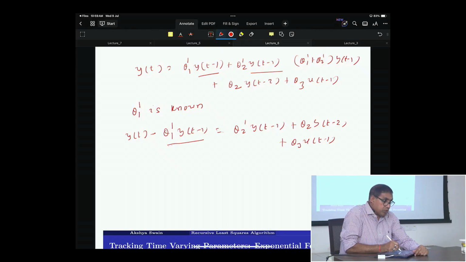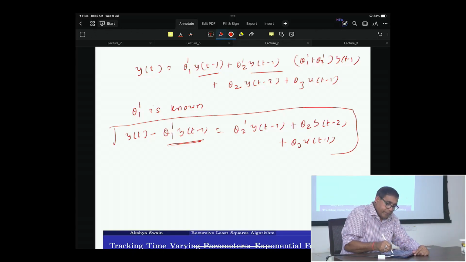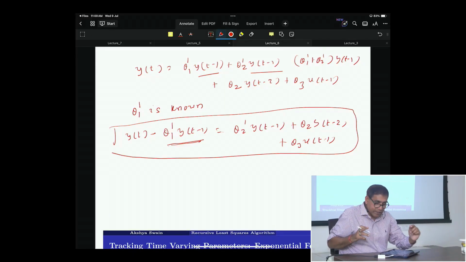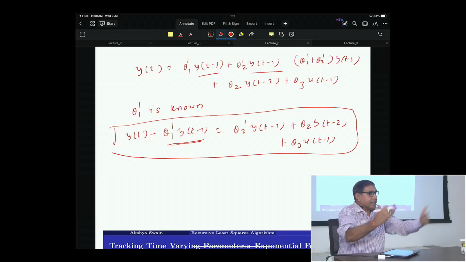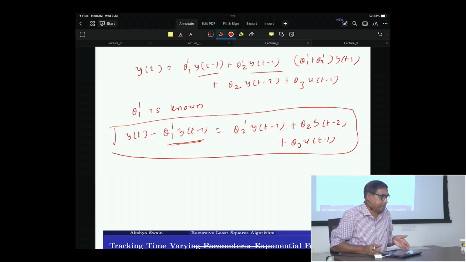If something is known, don't estimate it. Bring it to the left hand side and do the other things. We'll see to these things in the next lecture when I talk about the minimum variance controller. Then I will connect these things, minimum variance controller here, and make it adaptive. Okay, we'll see.